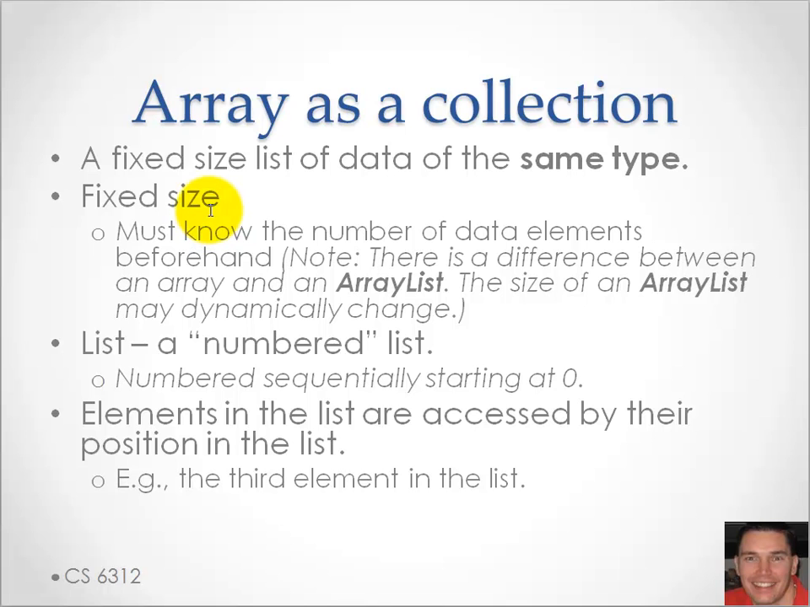Now it's a fixed size, and you must know the size when you allocate the array. This is in contrast to an array list, which can grow or become smaller as the program executes by using the add and remove methods. So an array list is dynamic in nature, but an array, once it has been allocated, is fixed size. It's a list, and it's a numbered list. Just like an array list, it's numbered sequentially starting at 0, and we access the elements in the list by their position in the list.